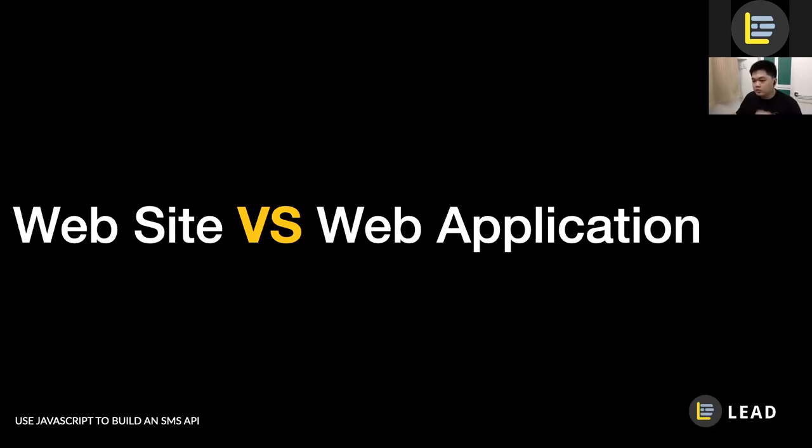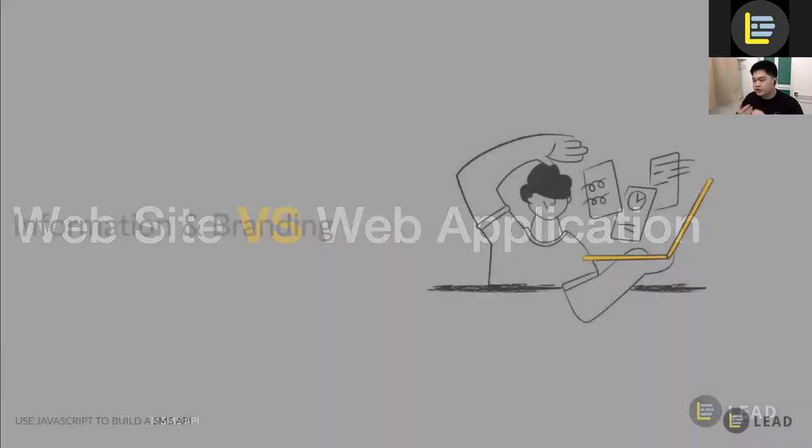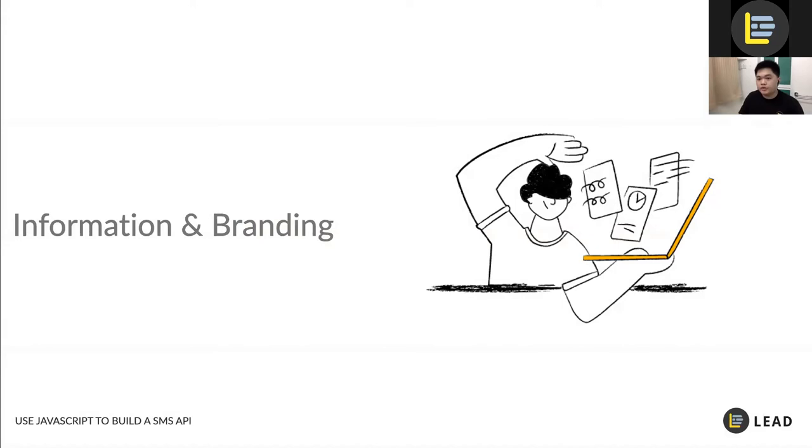What is a website and a web application? Right. So a website is information and branding. It's more like I go to your website and I want to search what your company is about. What do you do? It's more about product searching, information searching. So I'm branding for your company, right?